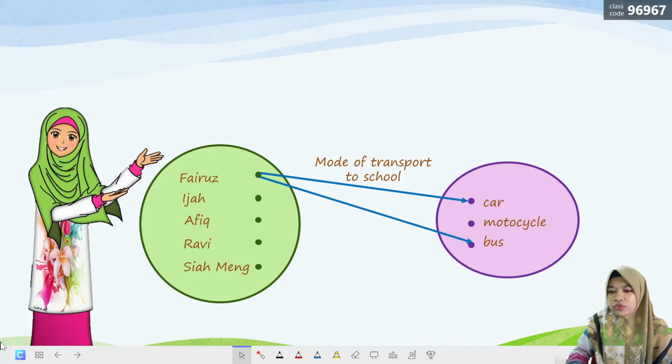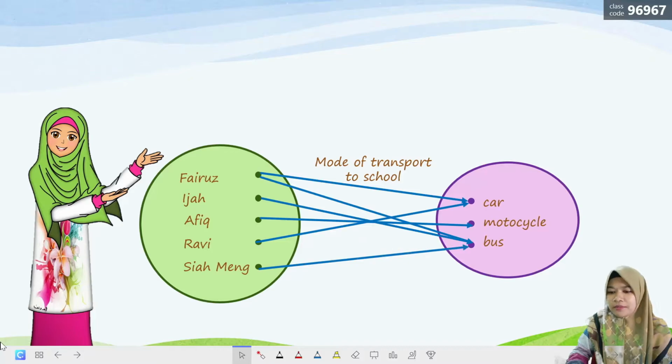Okay, Fairuz goes to school by car and bus. Ija goes by bus. Afiq by motorcycle. Ravi by car. Xiaming by bus. Okay, so we can see here many elements from set A. For example, Fairuz, dia ada dua mode of transport, car and bus. Okay, alright.